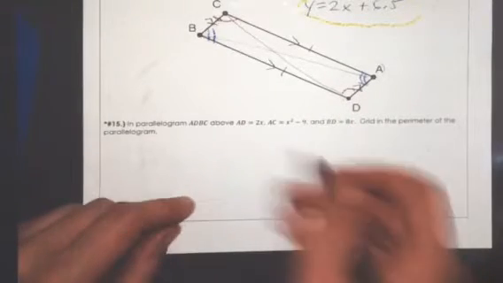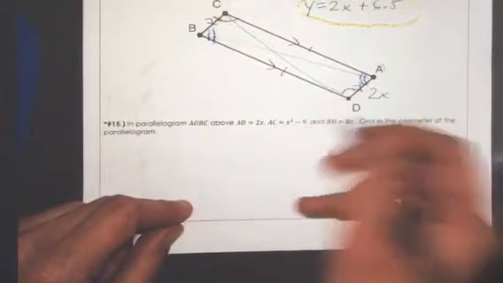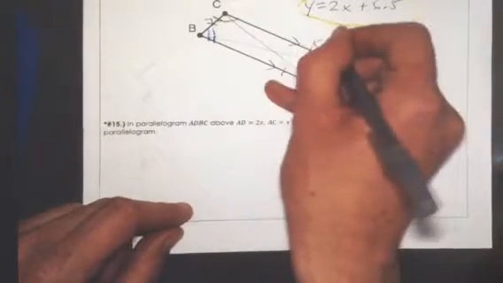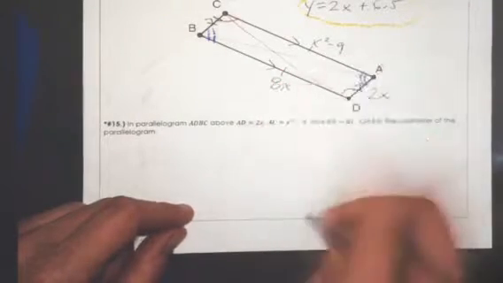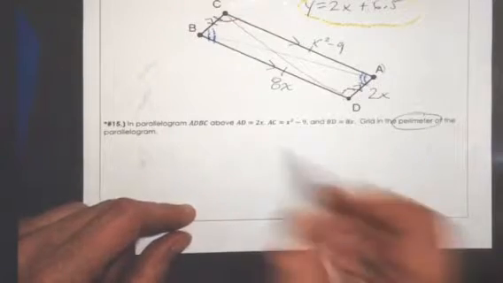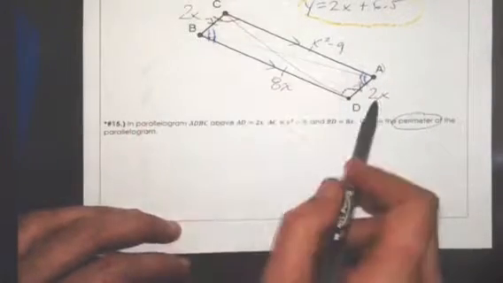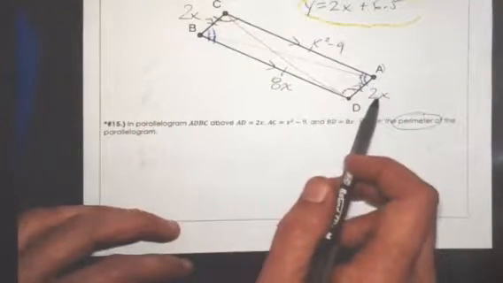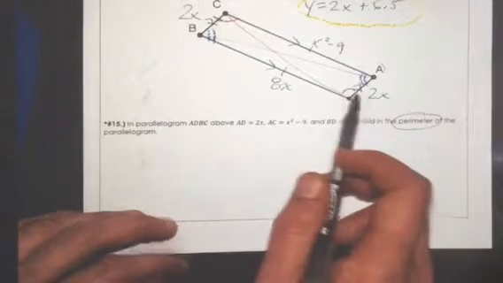All right, so we have AD equal 2x. We have AC equal x squared minus 9. We have BD equal 8x. And it asks us to find the perimeter when we're done. So in order to find out what x is, let's say we wanted to label this. This would just be 2x. If we set 2x equal to 2x, we're not really going to get anywhere with that because they're the same on both sides of the equation.